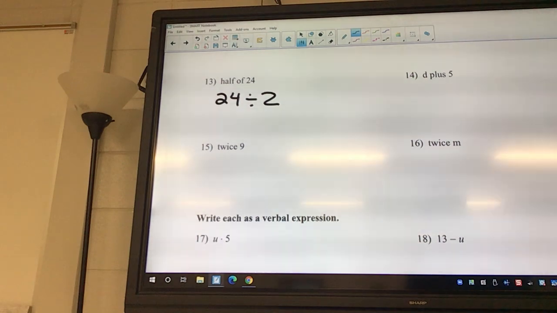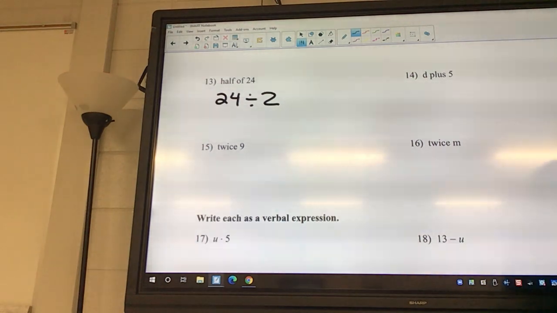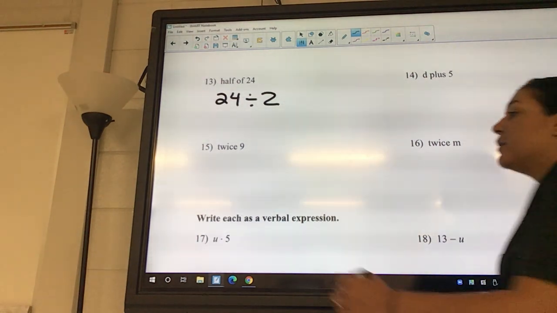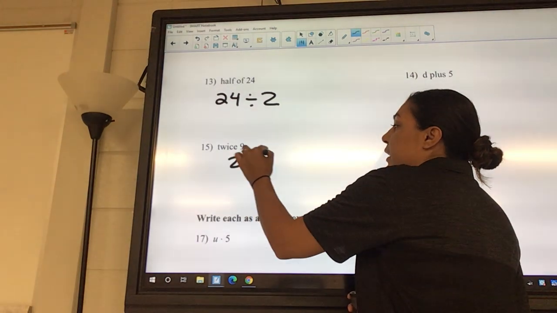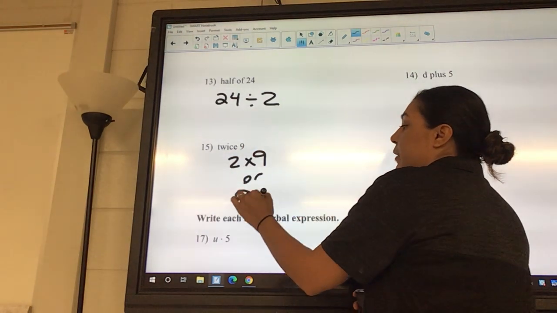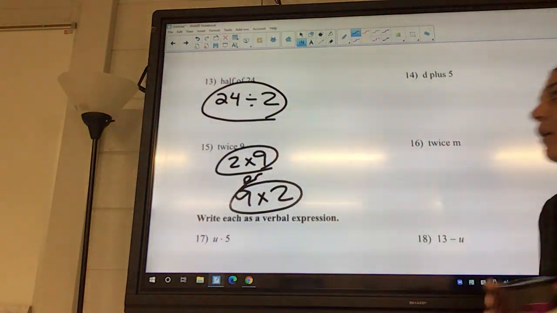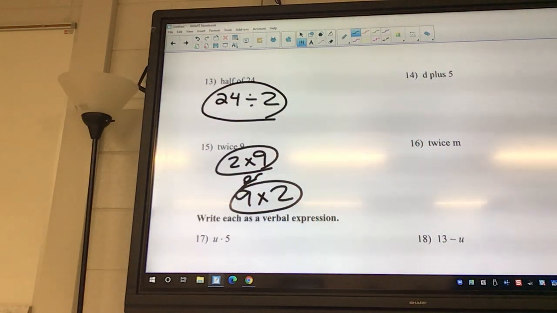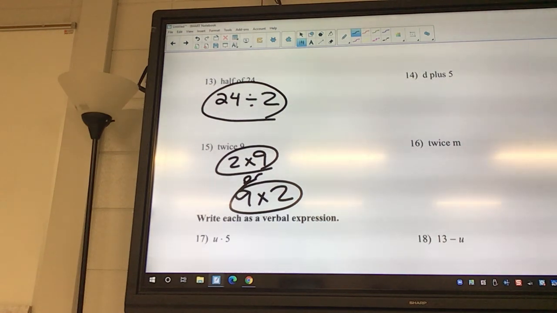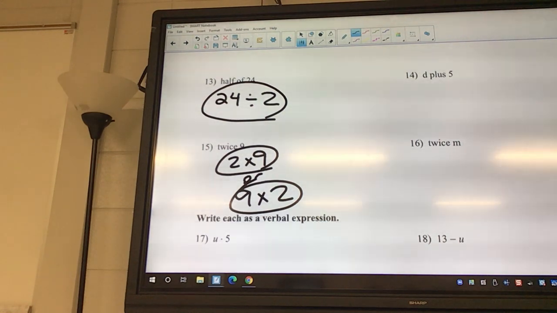Twice 9. What does twice mean? Times 2. Okay, so you can write 2 times 9, or you can write 9 times 2. It doesn't matter. These are equivalent, and that goes for all of these that are multiplication. Addition also works like that. Division and subtraction does not. So you can write just 2 times 9.